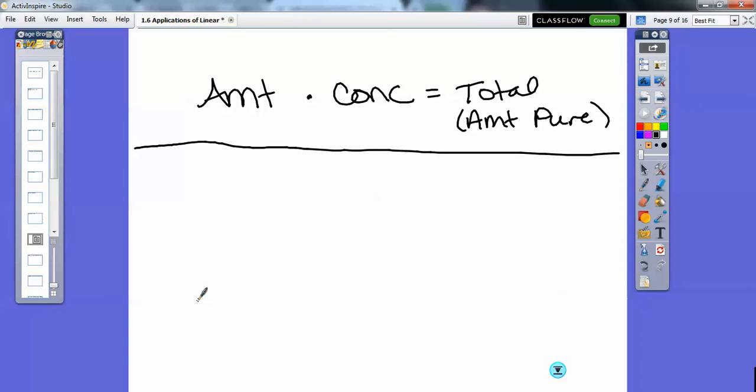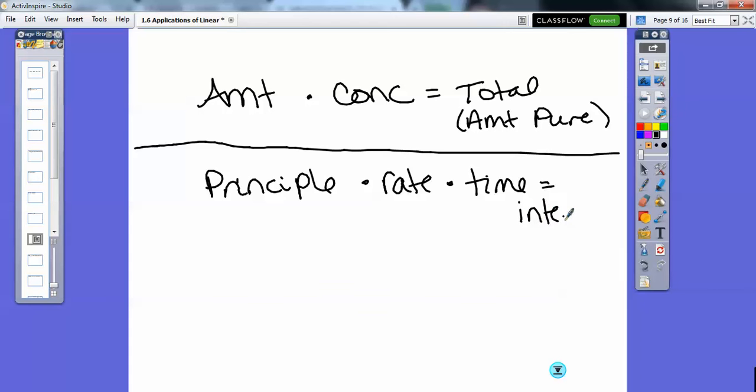Principal times rate times time equals interest. Okay, you remember maybe I equals PRT. So it's still like a mixture problem, but across the top, if I'm talking about interest, we will be putting the interest formula instead of those concentrations. This time we're going to be doing some interest problems, so I was just giving you that formula that we're going to be setting up.